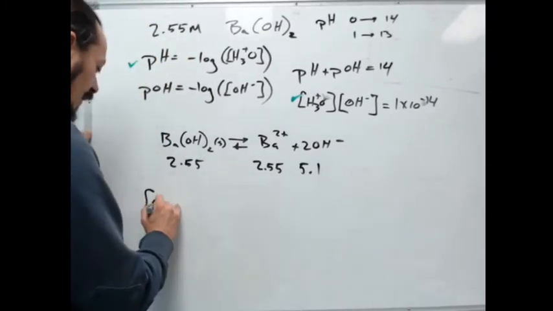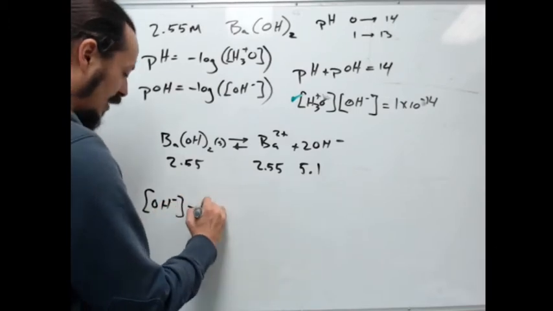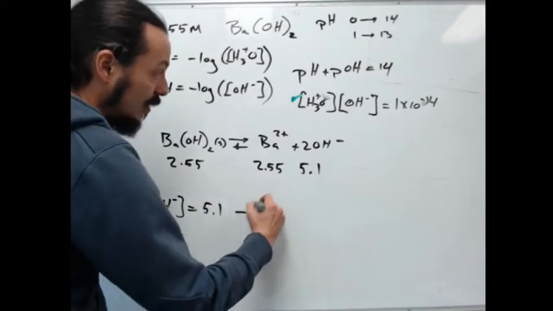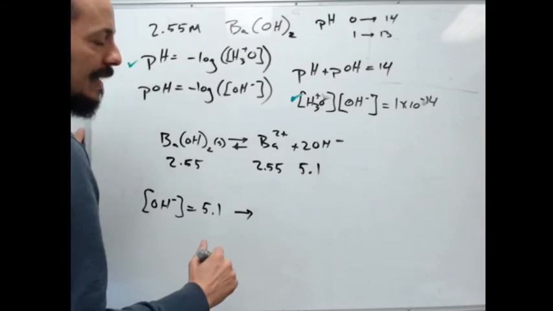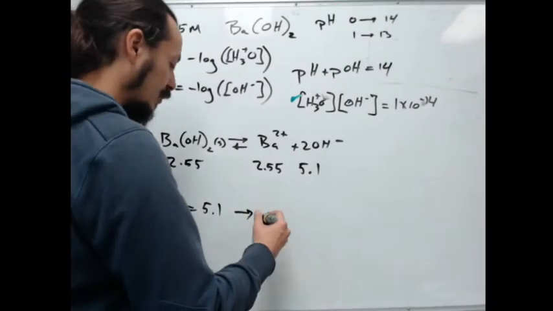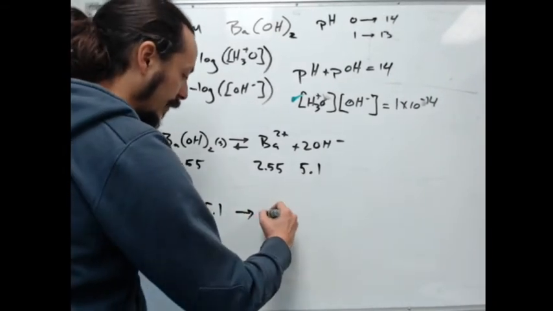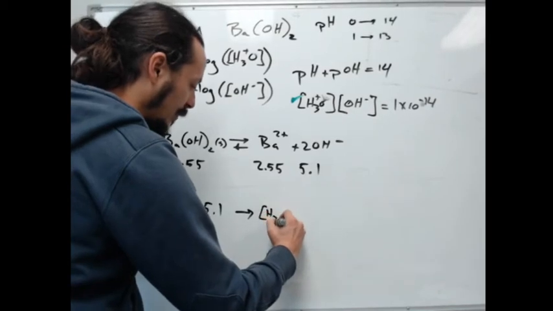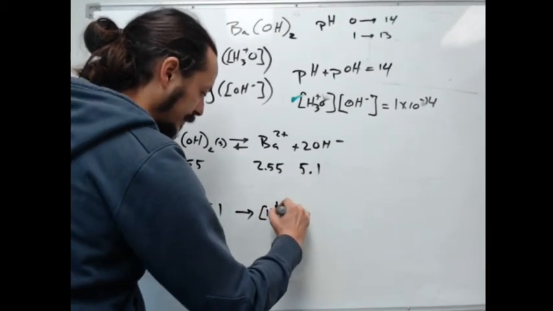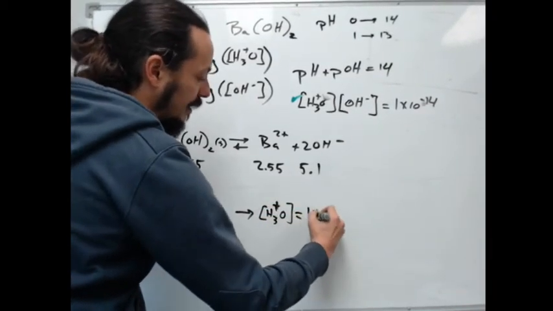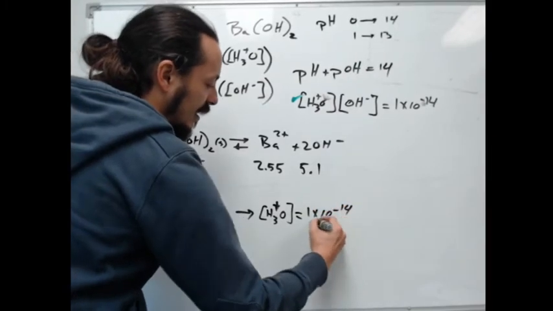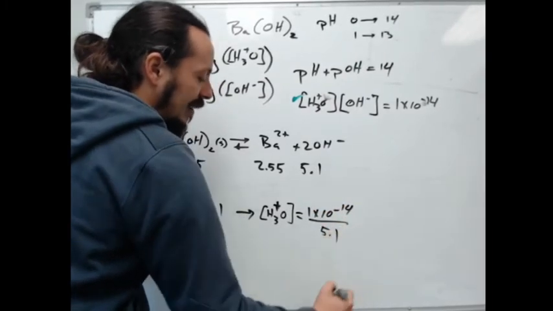I can use this OH minus concentration equals 5.1 in this equation to get my H3O plus concentration. So my H3O plus concentration is equal to 1 times 10 to the minus 14 divided by 5.1.